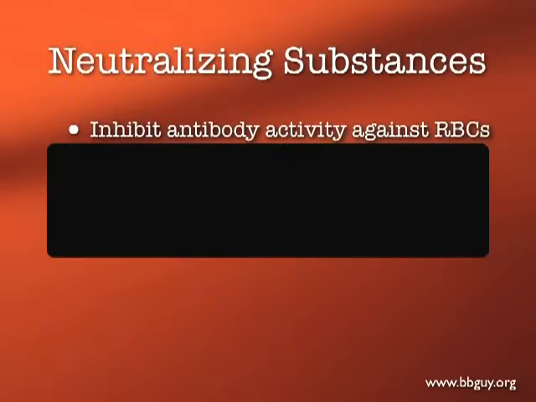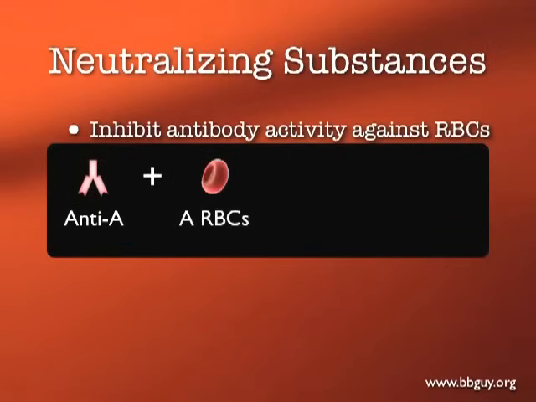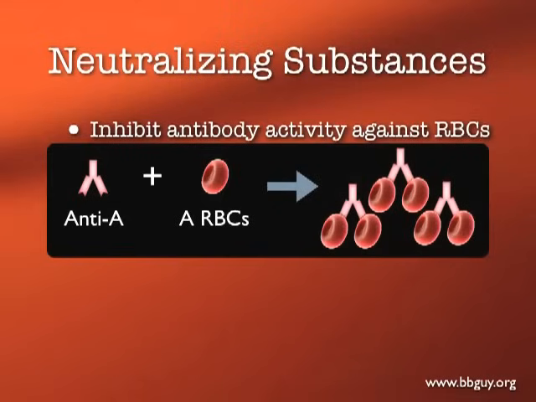Neutralizing substances, which inhibit antibody activity against red cells. I can explain this more easily by showing it to you. Imagine that you have anti-A, you put it in a test tube with group A RBCs. Well, you know what you're going to get. You're going to get agglutination. Anti-A antibodies bind to group A red cells fairly nicely.